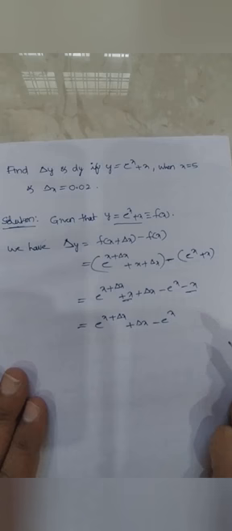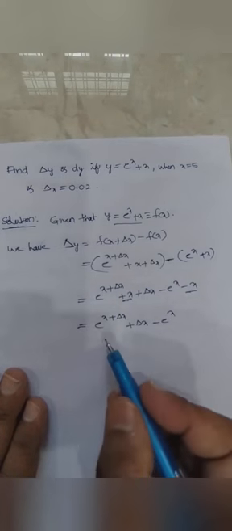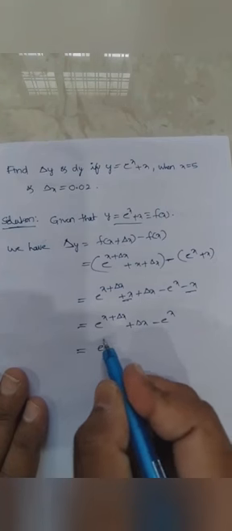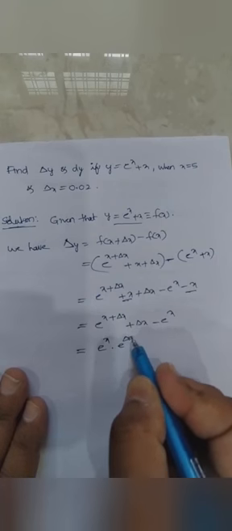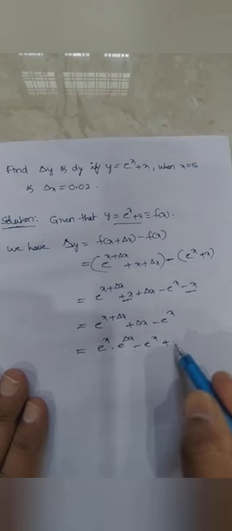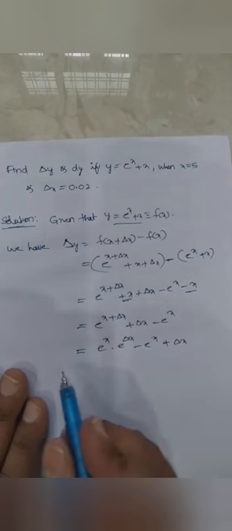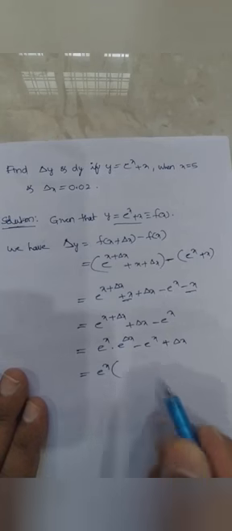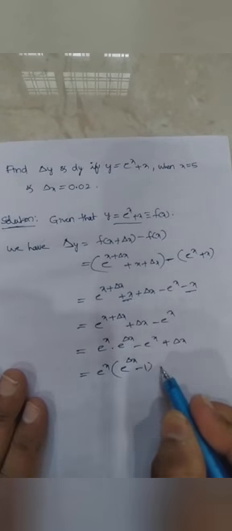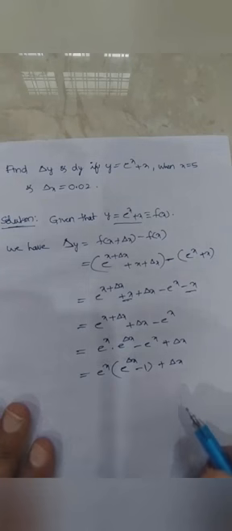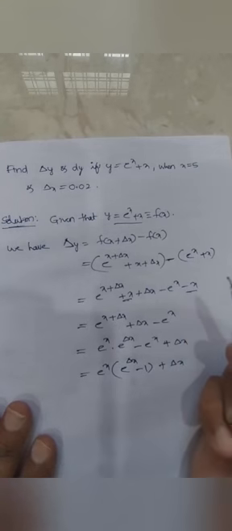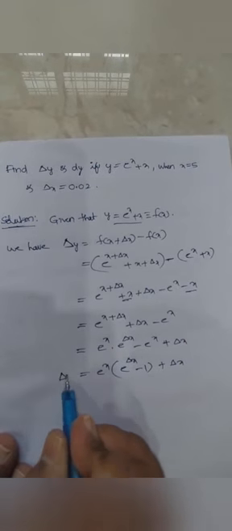Okay, so from this first one I can write it as e power x into e power delta x, and the last one is minus e power x, and this one is plus delta x. From these two terms I can take common e power x. So what is the remaining term? e power delta x minus 1, plus delta x. Okay, so here I can substitute the values of x and delta x. So delta y is this one.